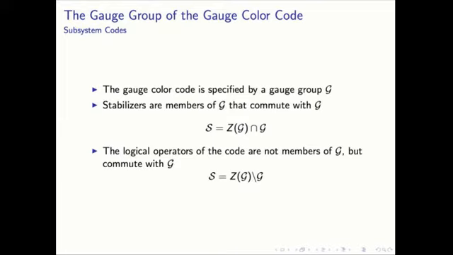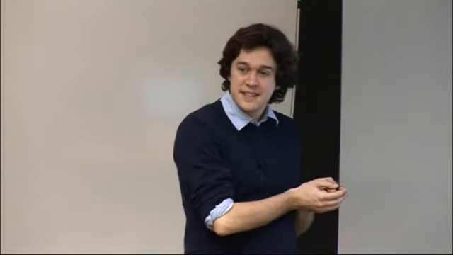OK. So as I said before, the gauge color code is a subsystem code, not a stabilizer code. So this is a little bit more complicated. And so here's the abstract picture of what a subsystem code is. Don't worry, we don't need all of this level of abstraction, but I'll give it to you anyway. So a subsystem code is specified by what's called a gauge group. So this is a subgroup of the Pauli group again, only this time it doesn't have to commute. But the gauge group allows us to specify a stabilizer group.